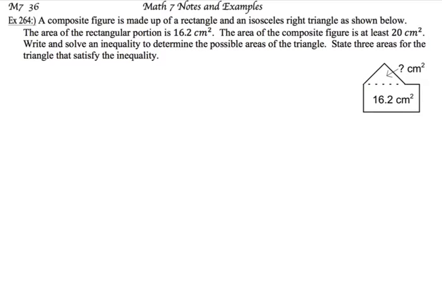A composite figure is made up of a rectangle and an isosceles right triangle, as shown below. The area of the rectangular portion is 16.2 centimeters squared. The area of the composite figure is at least 20 square centimeters. Write and solve an inequality to determine the possible areas of the triangle. State 3 areas for the triangle that satisfy the inequality.